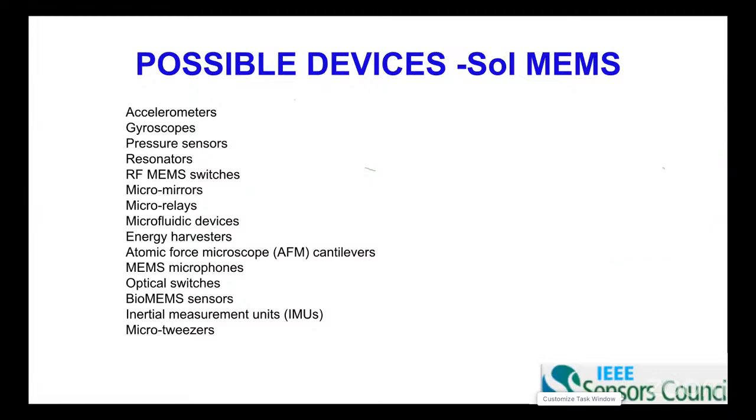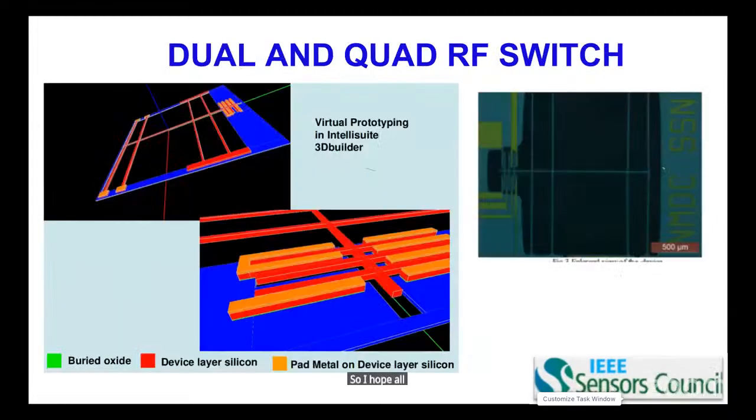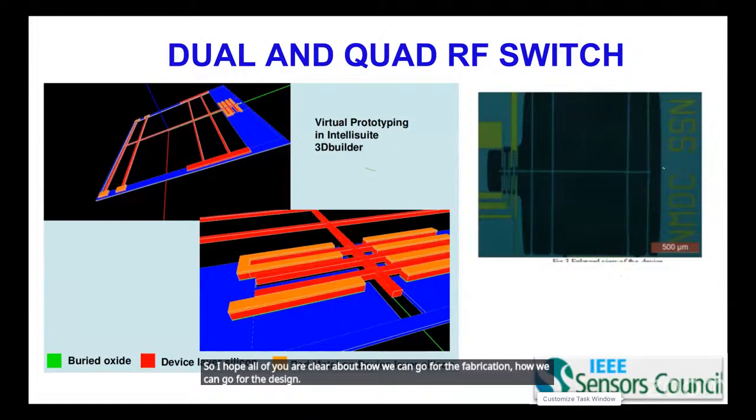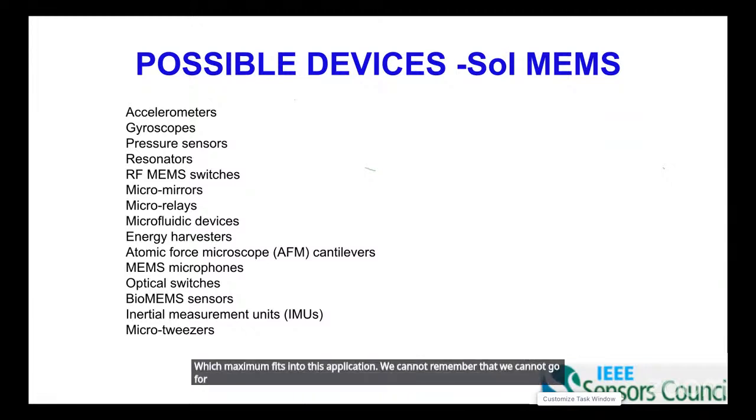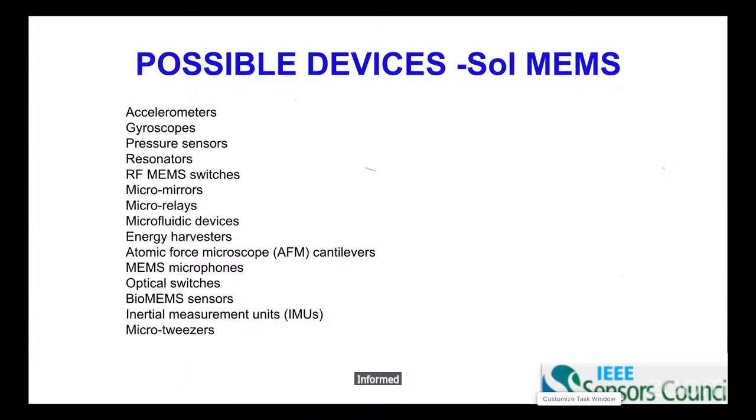So I hope all of you are clear about how we can go for the fabrication, how we can go for the design. While designing, we have to keep these things in mind. Then we have to go for designing devices which maximum fit into this application. We cannot go for other recipes or other options. Customized designs cannot be performed with this SOI process technology, whatever I have said now.